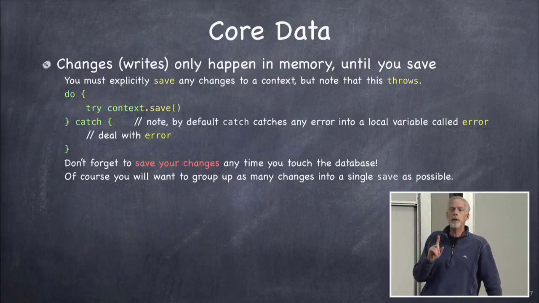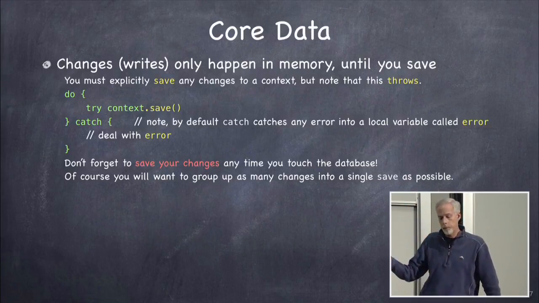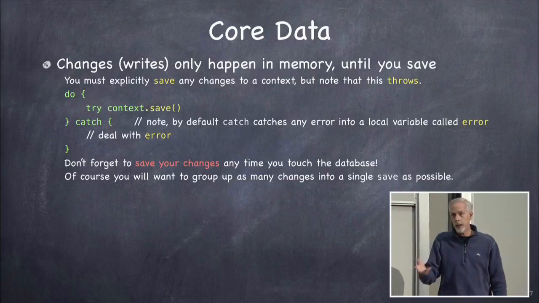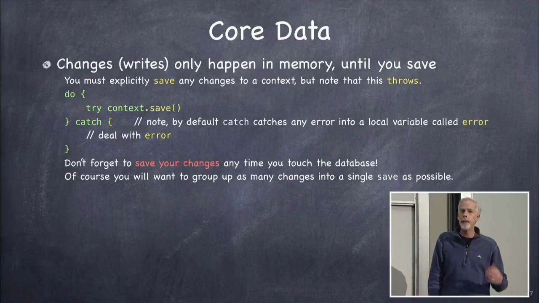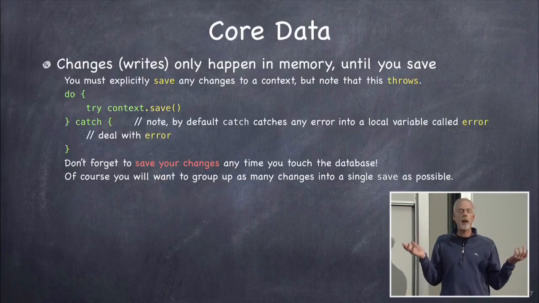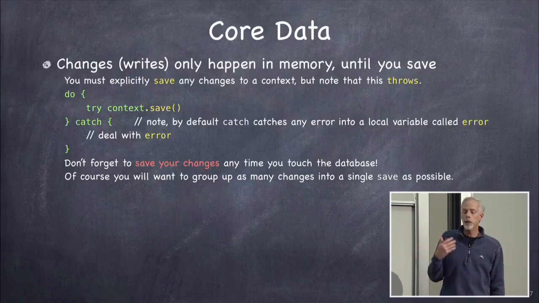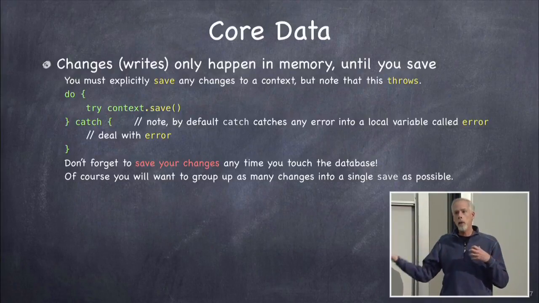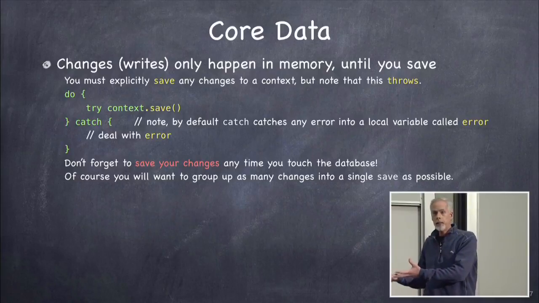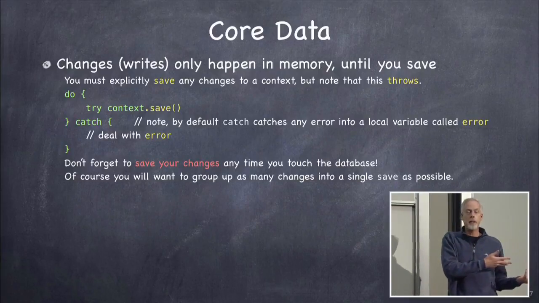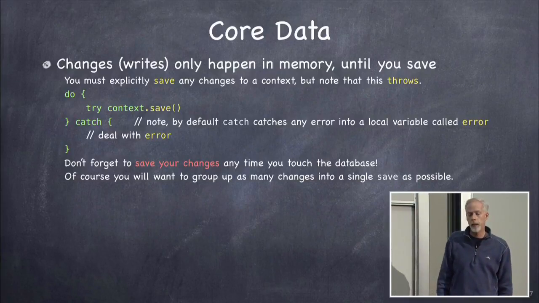Save is a method that can throw because maybe there's a problem writing out to the database. There are many problems that could happen writing out to the database, and you need to look at the documentation and figure out what they all are. But the take-home message here is you do need to save. If you don't save, that stuff's just going to be lost when your app exits. So you definitely need to save. And especially when we start talking about multi-threaded Core Data, and one thread is working, that thread needs to save if it wants any of the other threads to see the work that it's done.